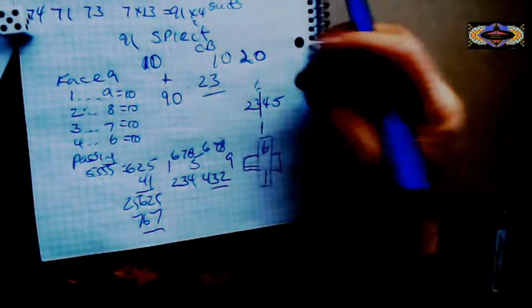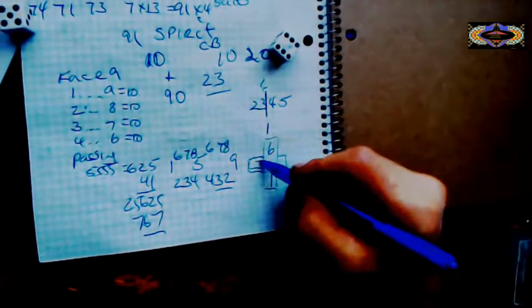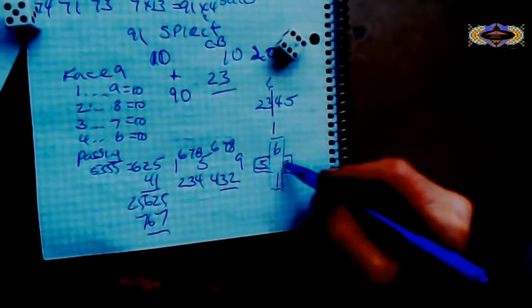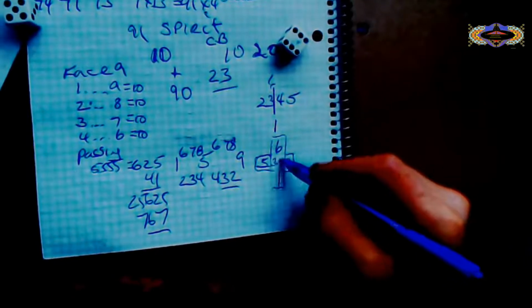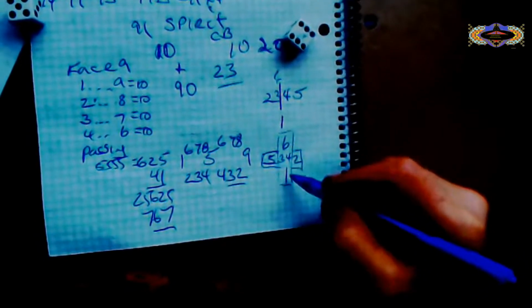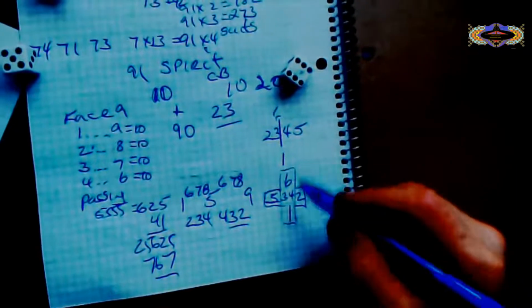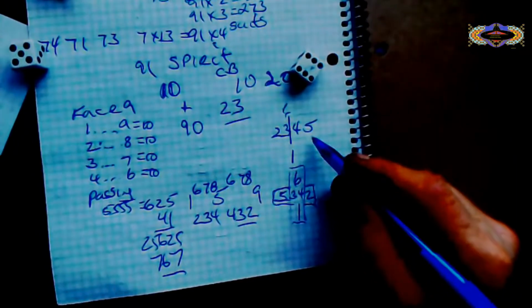And one of them is the 5 and the 2. And what is between the 5 and the 2? The 3 and the 4. And what's in between the 3 and the 4? The 2, the 3, the 4, and the 5.